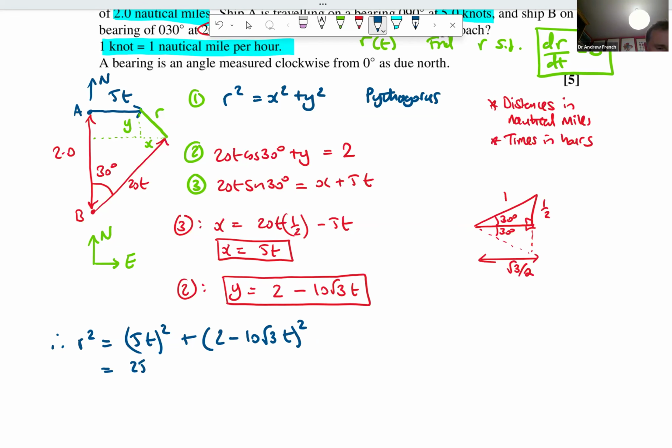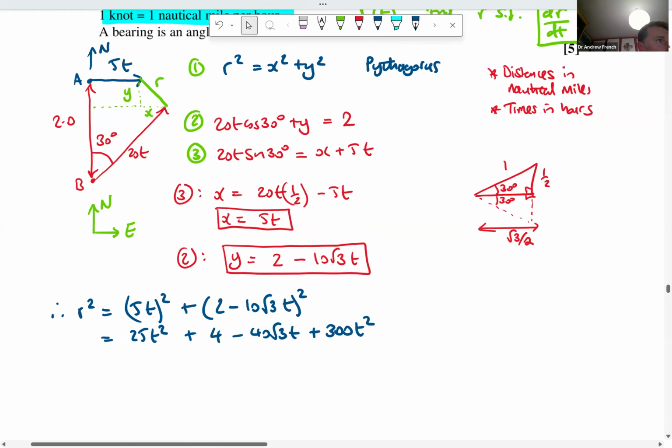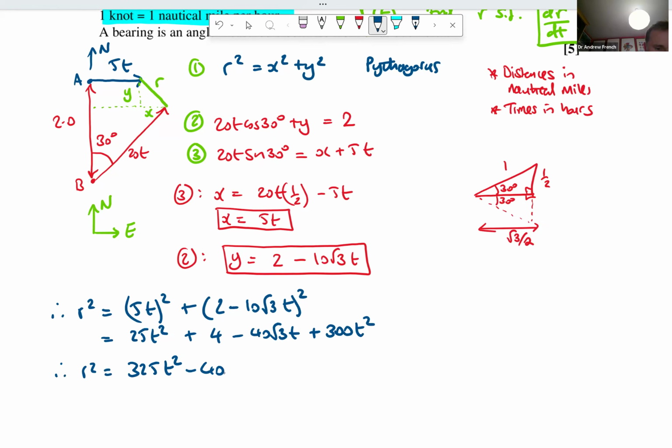So what do we got? We've got 25t squared plus 4 minus 40 root 3t. And then we've got plus 100 times 3, so 300 t squared. I think that's all good. So what have we got? So 3, 2, I'm just checking my numbers here. So therefore, r squared, I make that 325 t squared. We've got a minus 40 root 3t, and we've got a 4. I think that agrees with what I did last time.